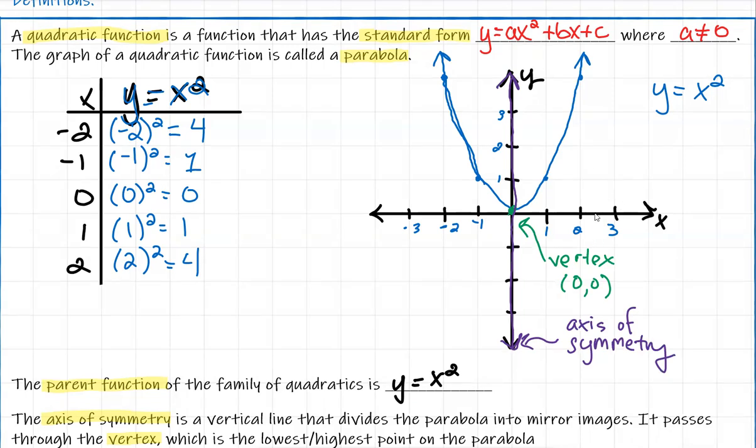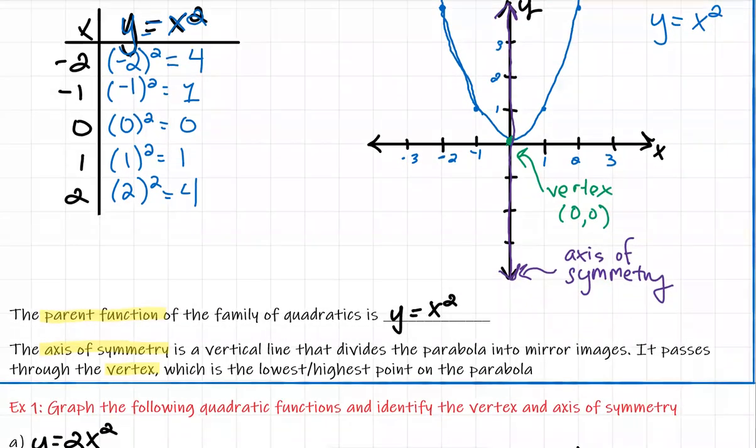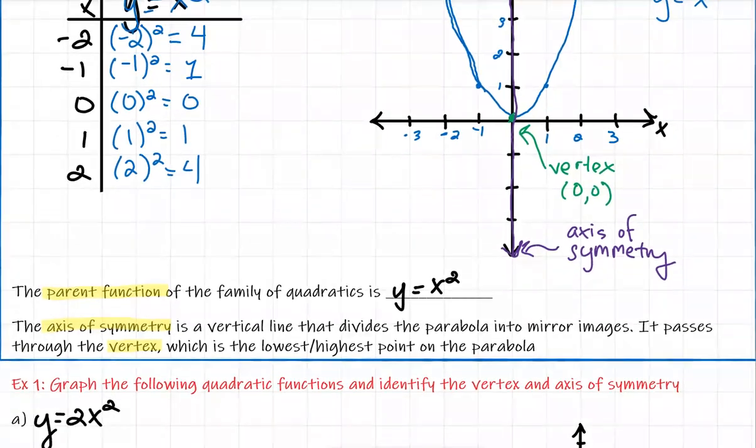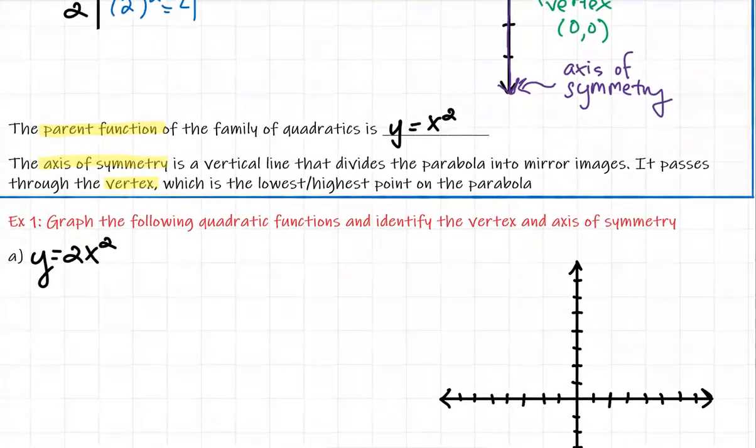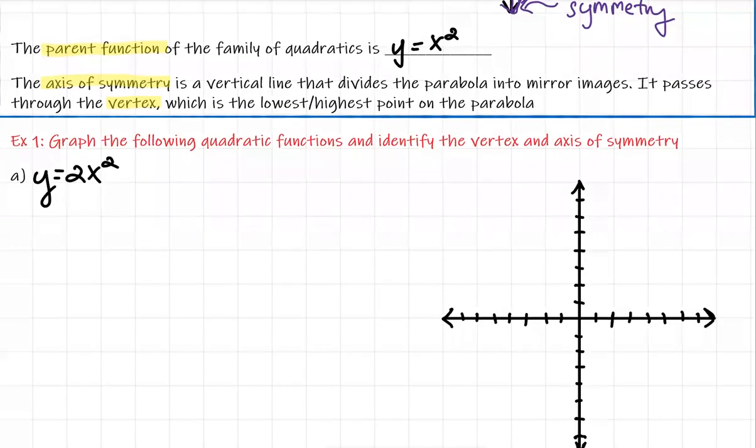So we identified lots of different things. We identified a vertex, we identified the axis of symmetry. We talked about our parent function being y equals x squared. Go ahead and rewatch this video if you need to, because we did cover quite a few terms just now that are all part of the quadratic function. Okay, so let's do some examples and then we'll end this video.